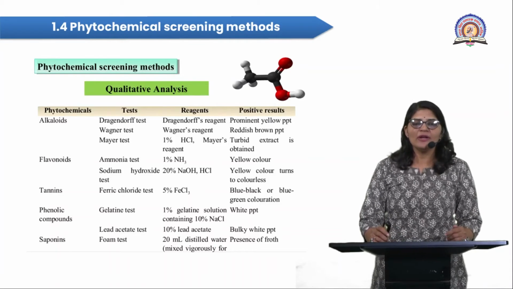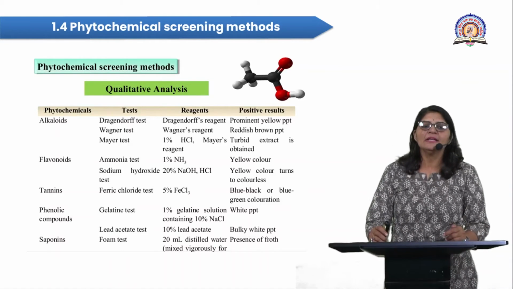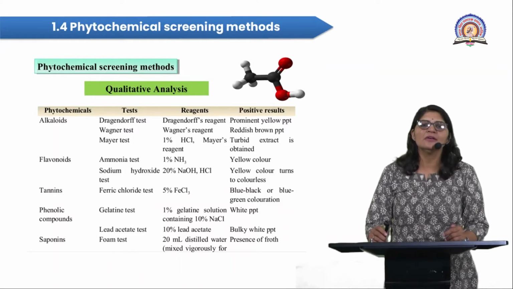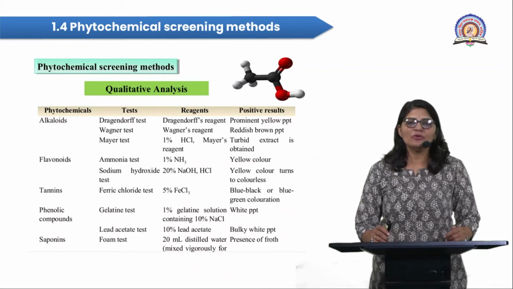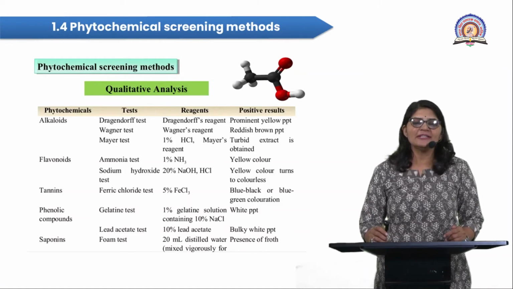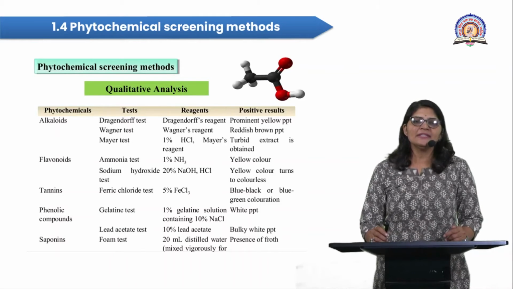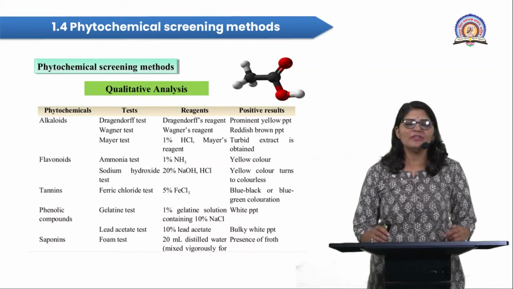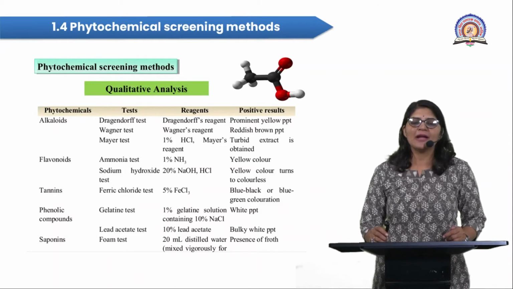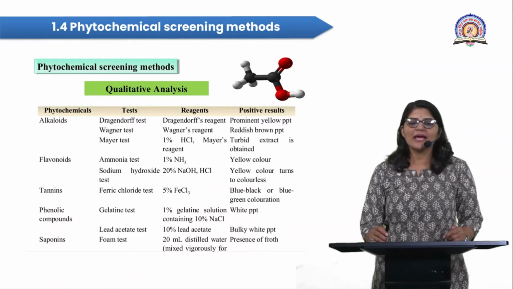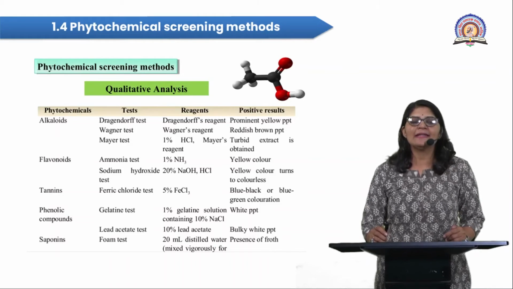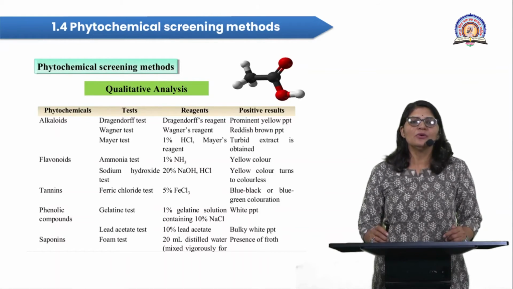Then the flavonoid. For the detection of flavonoid, the ammonia test and the sodium hydroxide test were carried out. The 1% ammonia solution was used, and the yellow color is the positive result, meaning the presence of that flavonoid within that sample. Then the sodium hydroxide test, 20% sodium hydroxide and hydrochloric acid; the yellow color turns to colorless, which indicates the presence of flavonoid within that crude extract.